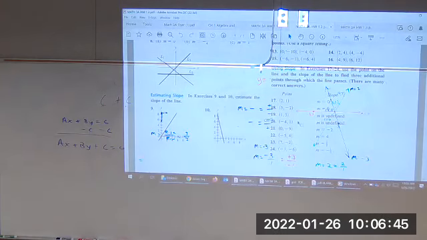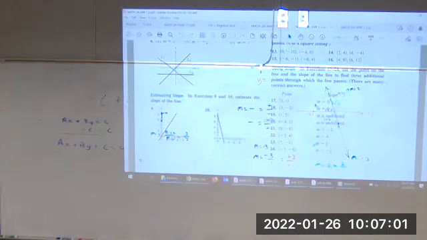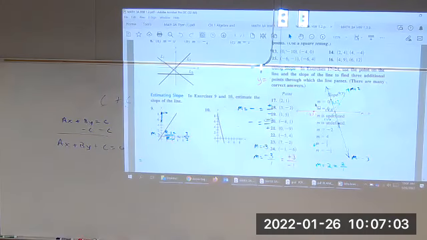Let's go for 23. So 17, you plot 2, 1. It's horizontal, and there's more than one answer. You have to find 3 other points that are also on the line. There's an infinite number of points on the line. The slope is 0, so you just want horizontal, as long as the y is 1. But 23.